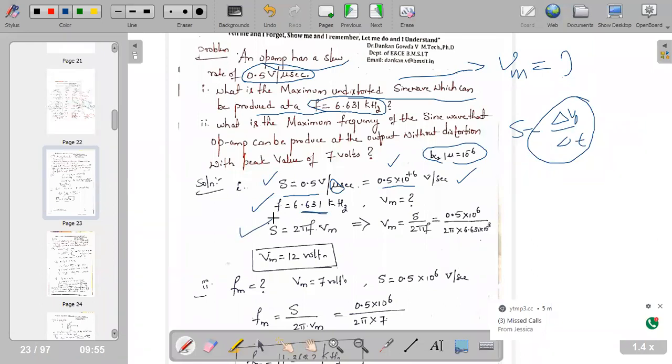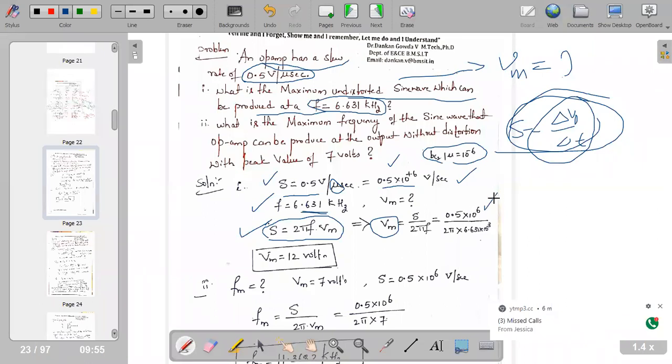So from the derivation we got this expression for slew rate: S is equal to 2 pi f into Vm. So we can find out the maximum voltage of your signal. We can write Vm is equal to S divided by 2 pi f, and what is the S value?